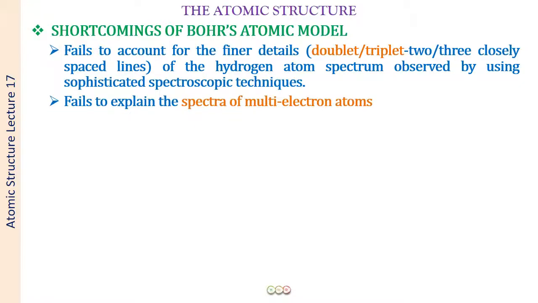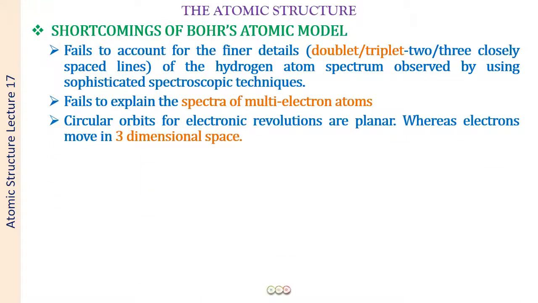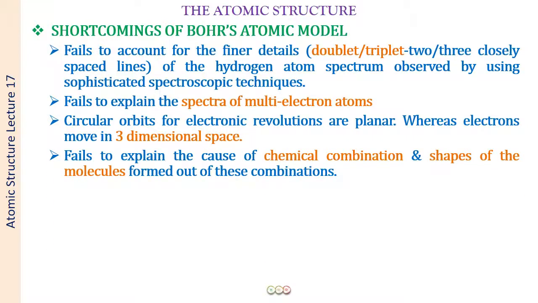The next shortcoming was that he failed to explain the spectra of multi-electron atoms. He explained the spectra only of hydrogen atom, and this was valid for hydrogen-like species, the helium plus ion, lithium plus 2 ion, beryllium plus 3 ion, and so on, where there was only one electron present, right? So he failed to explain the spectra of multi-electron atoms. Then Bohr's circular orbits for the electronic revolutions are planar, whereas the electrons move in 3-dimensional space. Then he failed to explain the cause of chemical combination and the shapes of the molecules formed out of these combinations.